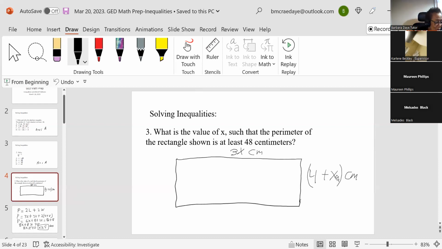Now that has to be greater than or equal to 48. I want you to solve that: 3x plus 3x plus 4 plus x plus 4 plus x greater than or equal to 48. What is x greater than or equal to? What's the value, Maureen? 3x and 3x is 6x.